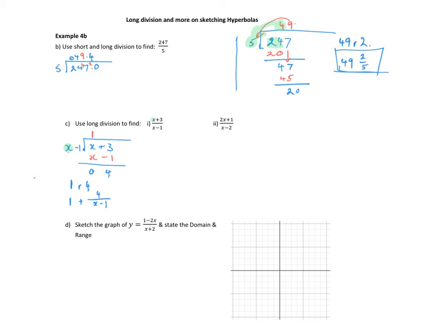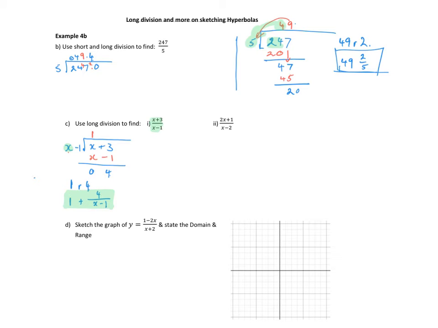So that same expression here can be written as 1 plus 4 over x minus 1, which is in fact a hyperbola, and you can see my asymptote at positive 1, and we can see it's been shifted up 1 unit. All right, let's do the same thing for the second one.